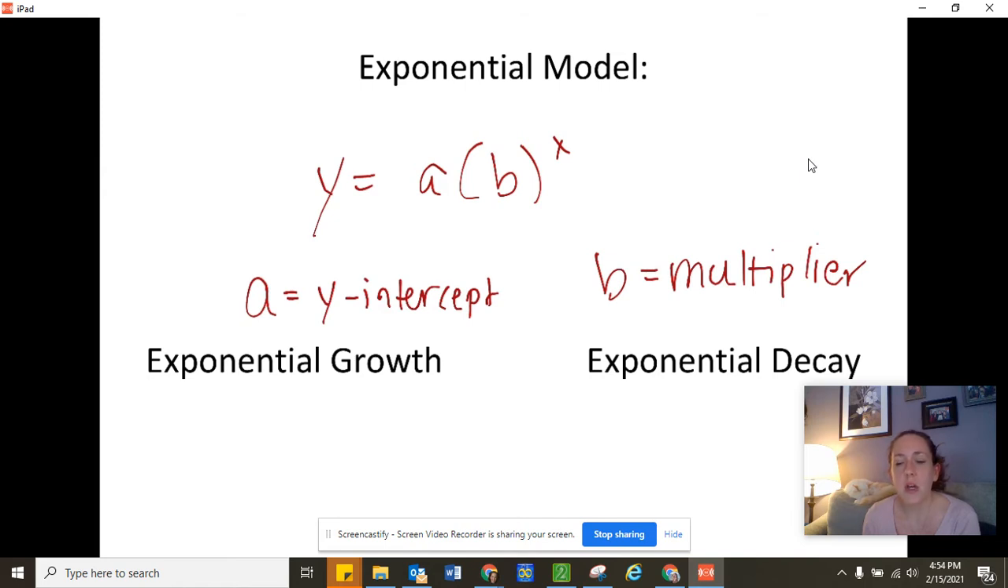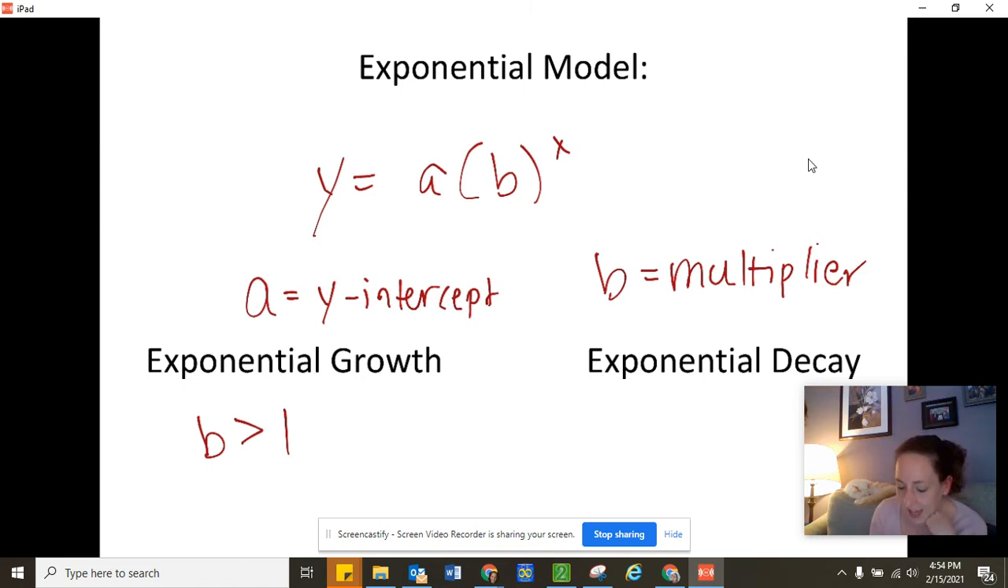There's two. An exponential function will either be showing growth, where it's going to be going up really fast, like it's getting bigger, or it's going to show decay, where it goes down really fast and gets smaller. So with exponential growth, the multiplier is greater than 1. Okay, so you have a B that's bigger than 1, because if you're multiplying by anything bigger than 1, it's going to be getting bigger.